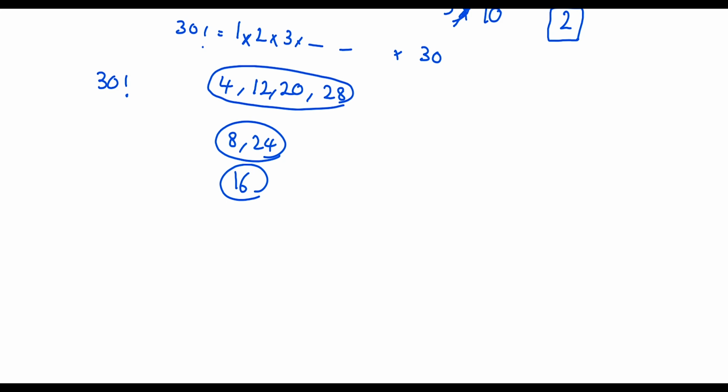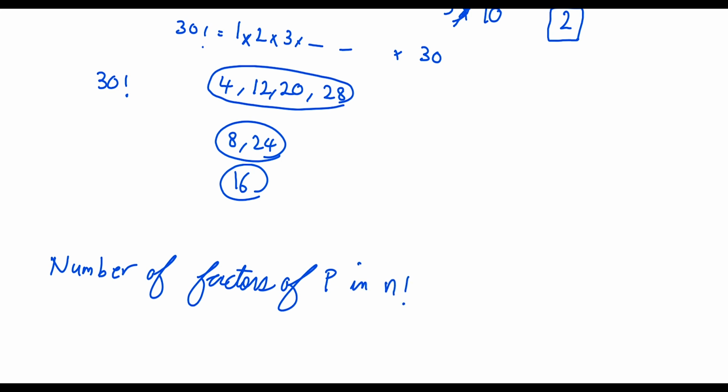The systematic method involves using the following formula. The number of factors of p in n factorial is the sum of the floor of n over p to the power of k, where k is from 1 to infinity.